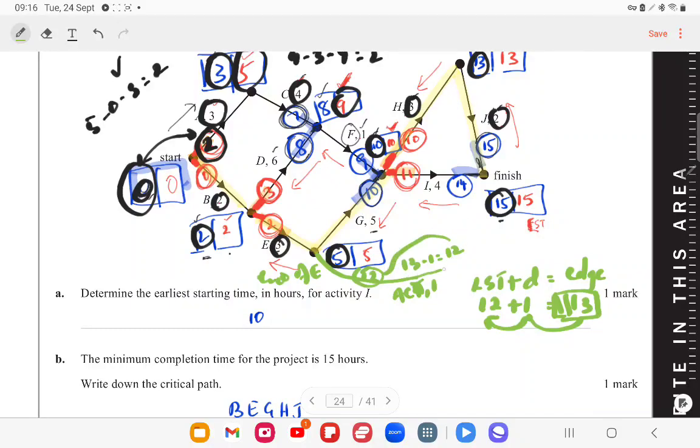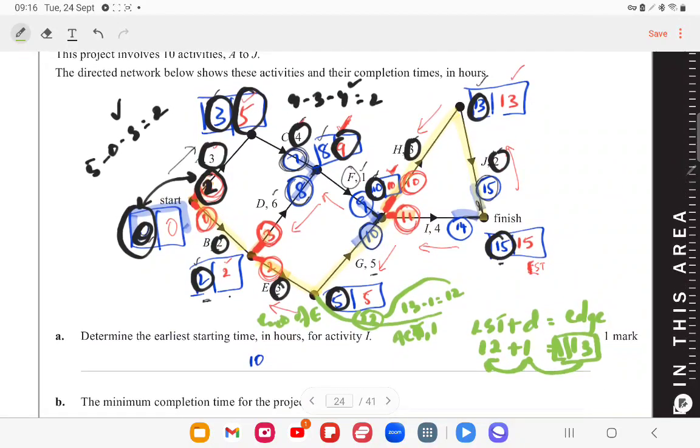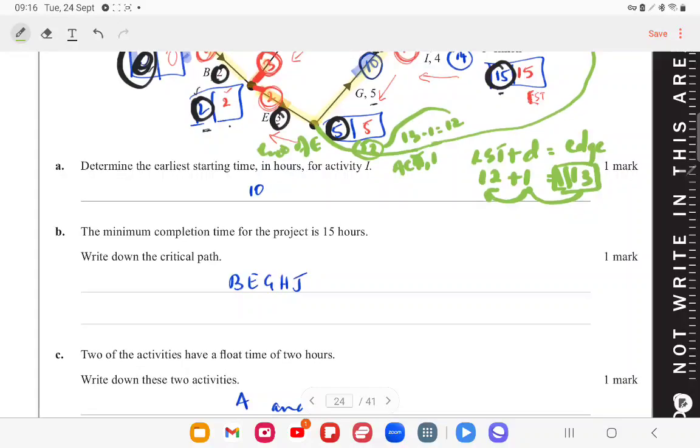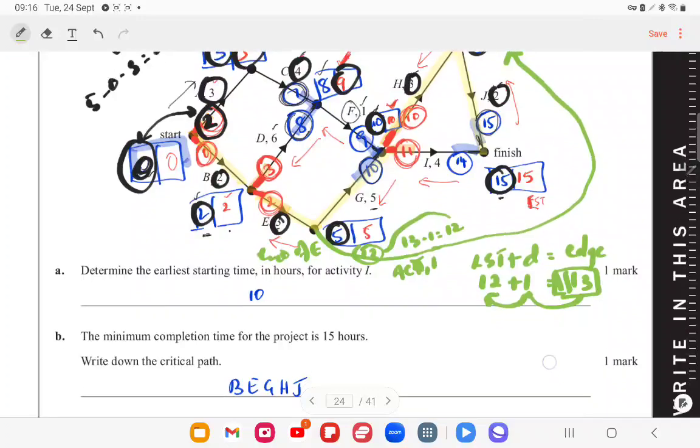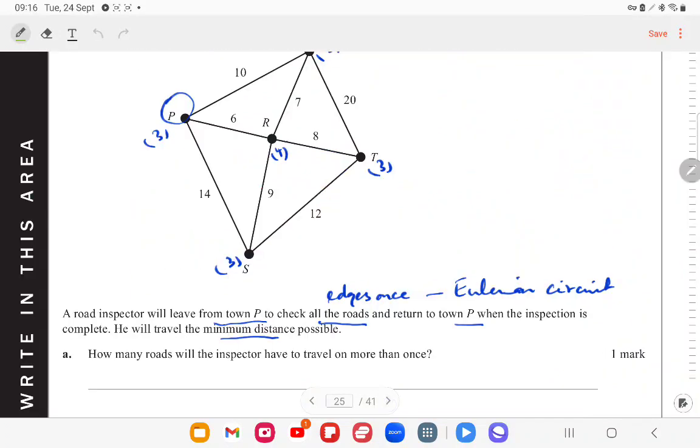So now we should find where this 13 value is that we're looking for. The latest starting time of which activity is 13? If you look at it, it is from here, from the end of E to the beginning of J. I hope I've made that clear. It is a slightly difficult concept to understand, but once you start thinking that way, it should be a lot easier. So that is question 3 from the 2018 paper.